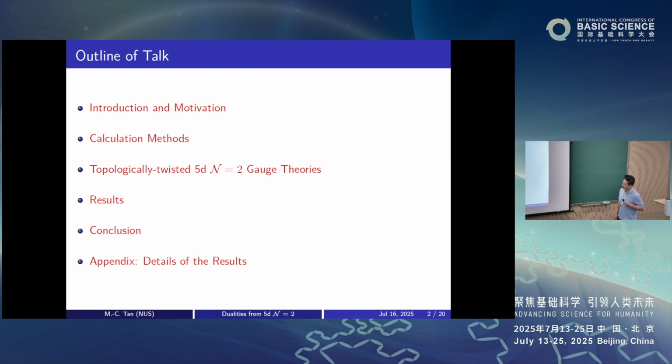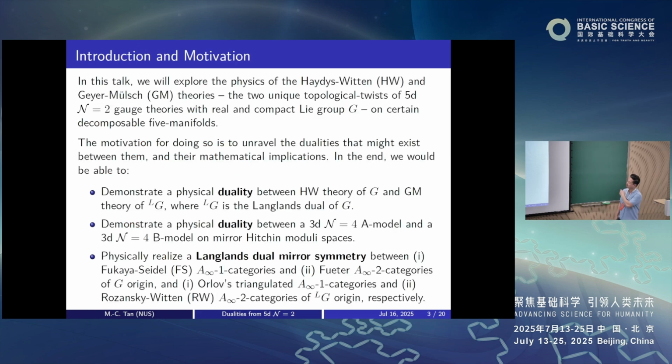Right, so let's go to the introduction and motivation of the talk. Sorry, it's kind of busy and wordy, but rest assured you will see diagrams and they'll be easy to understand. In this talk, we will explore the physics of the Hades-Witten theory and the Geyer-Monge theory. These are the two different types of twists that you can have of 5D N=2 gauge theories that are completely topological.